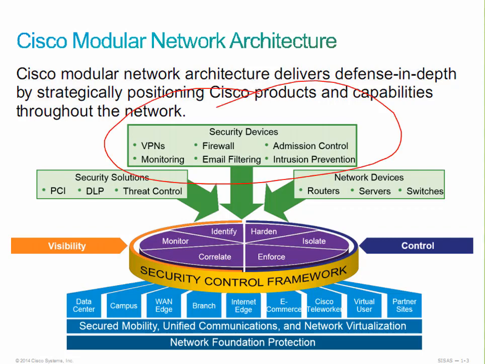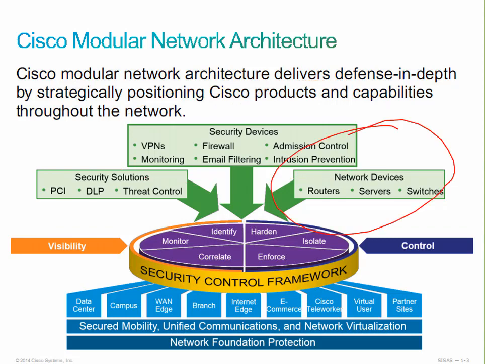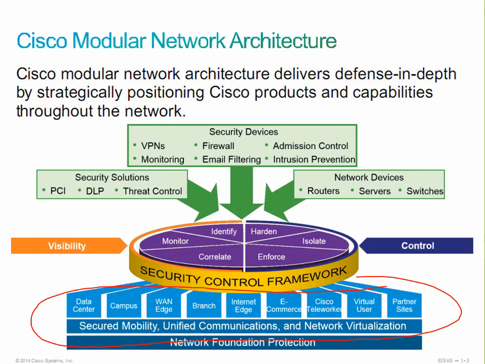What are the kinds of physical devices that we have, like VPN components, monitoring components, firewalls, email filtering, and so on. And then the infrastructure, right? What we call NFP, which stands for Network Foundation Protection. We want to make sure that our routers, our switches, and our servers are protected because that's the foundation of our network. And if those components are not protected, then we may as well not have security in place at all.